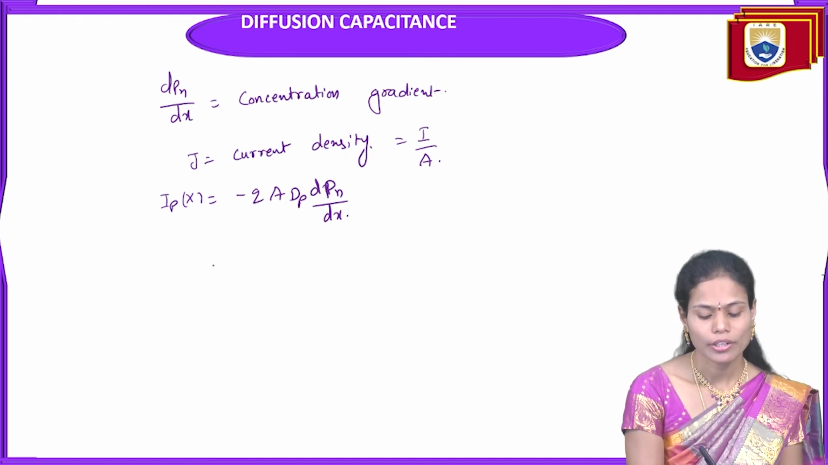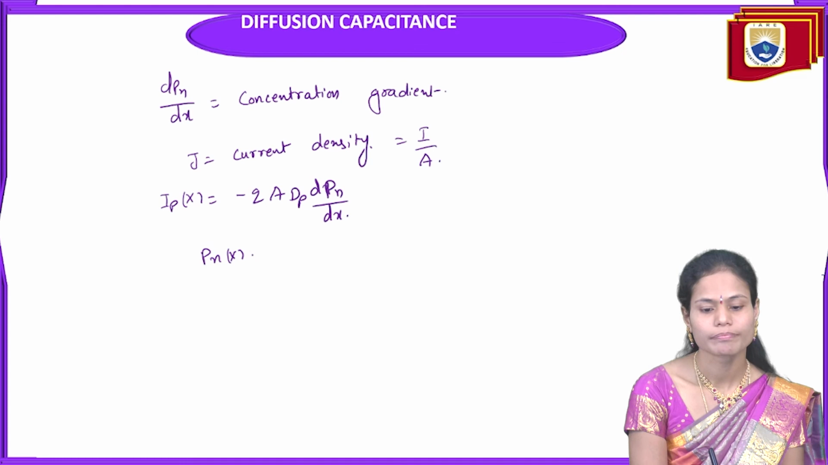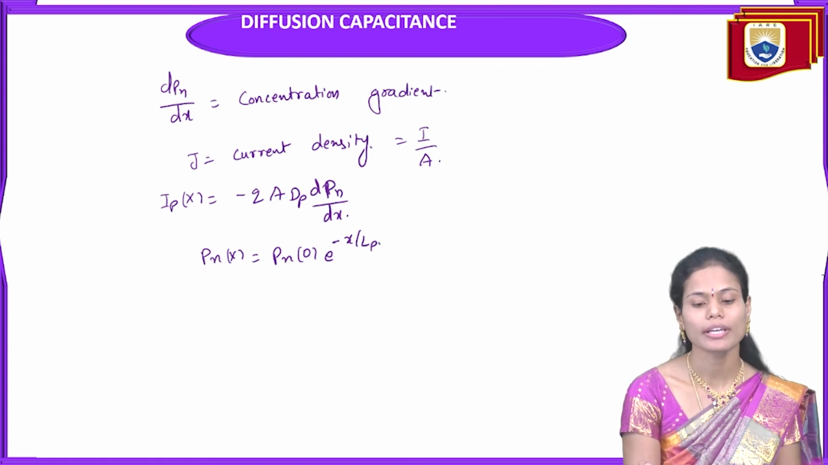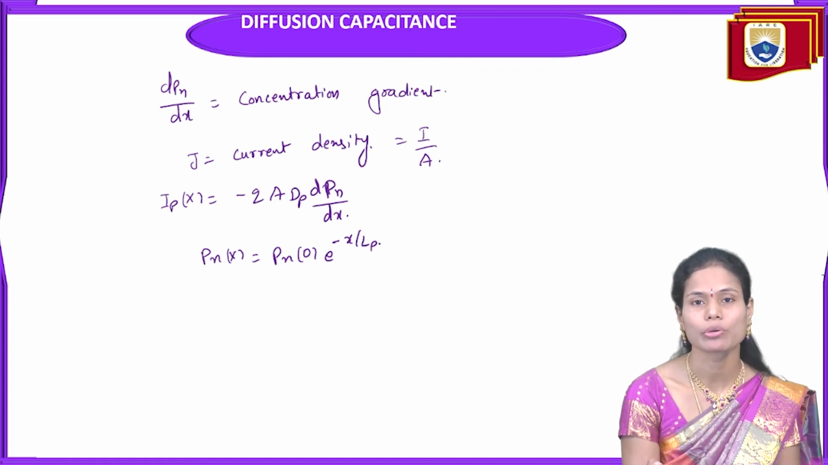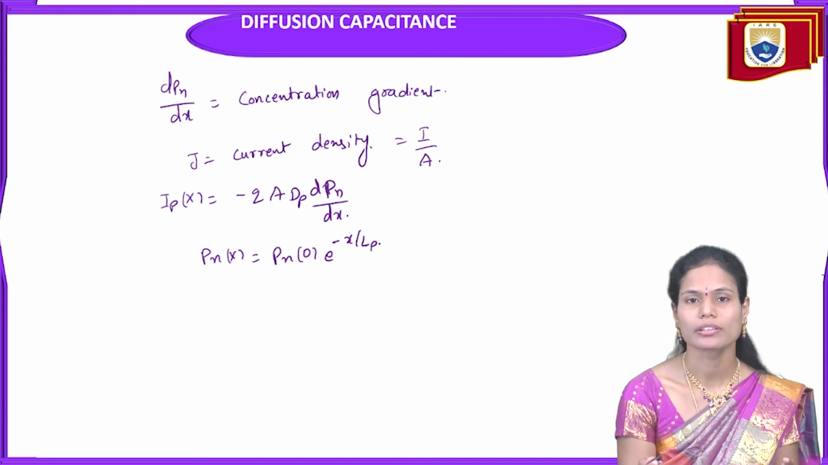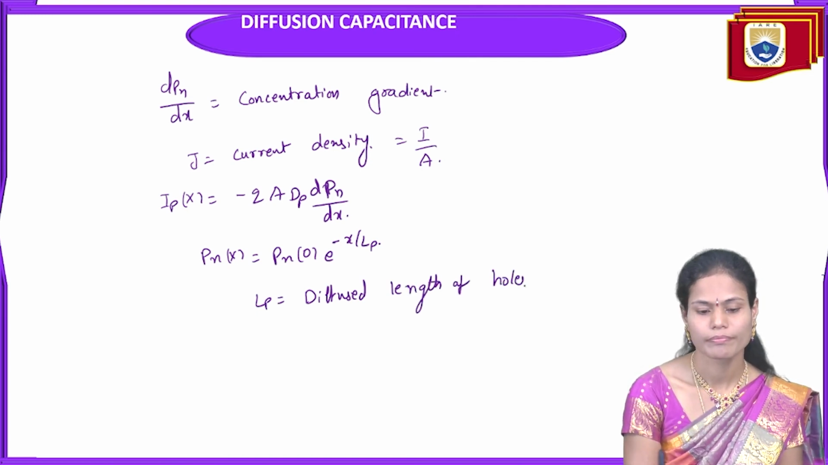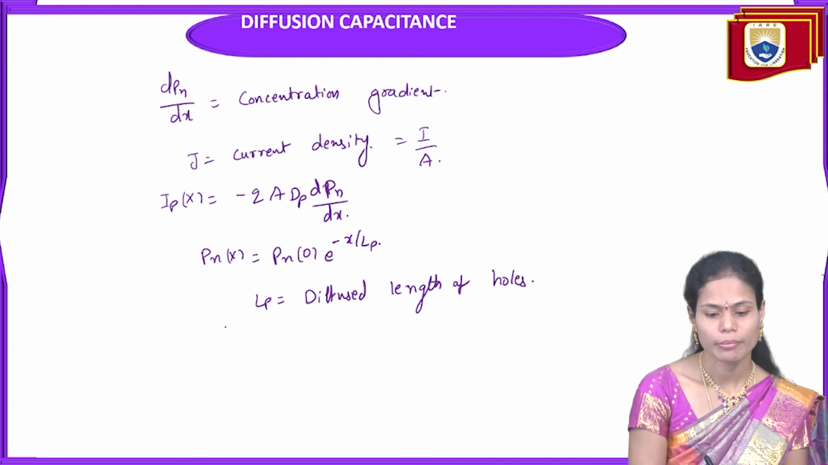Okay, and Pn of x is nothing but Pn of 0 exponential of minus x by Lp, where Lp is nothing but the diffusion length of the holes, the extent to which the holes move across the junction. Diffusion length of holes here.